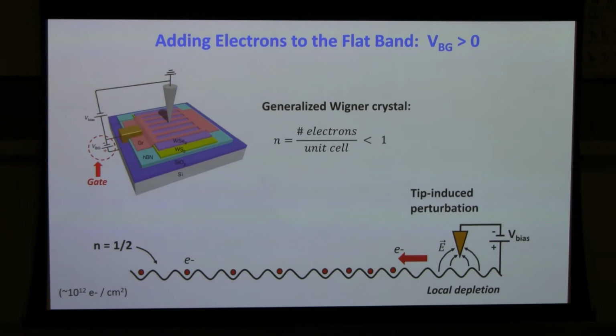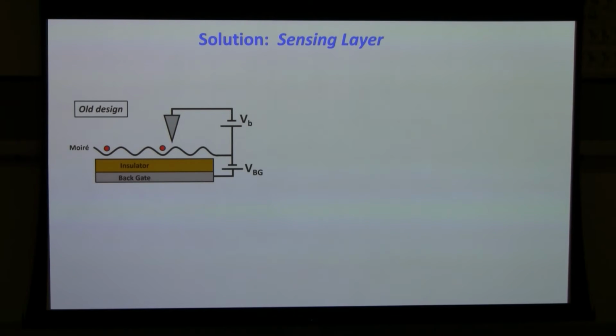And those electric fields are going to push away the electrons. So if I try to image electrons, I'm pushing them away as I move the tip. And so that's why we couldn't see them. So we realized that in order to see those electrons, we had to do something different. We had to protect the electrons from the electrostatic field of the tip. And so to do that, we invented a new experimental technique that we call the sensing layer technique.